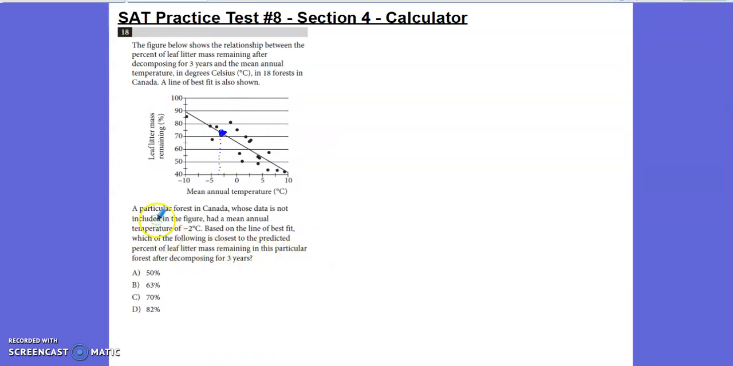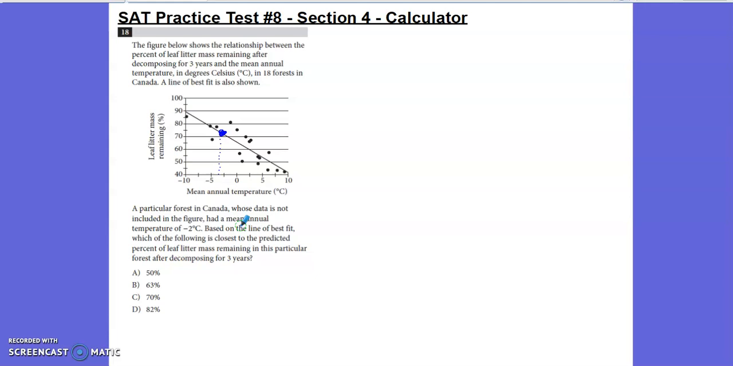They go on to say that for a particular forest in Canada whose data is not included in the figure, it had a mean annual temperature of -2 degrees Celsius. Based on the line of best fit, which of the following is the closest to the predicted percent of leaf litter remaining in this particular forest after decomposing for 3 years?